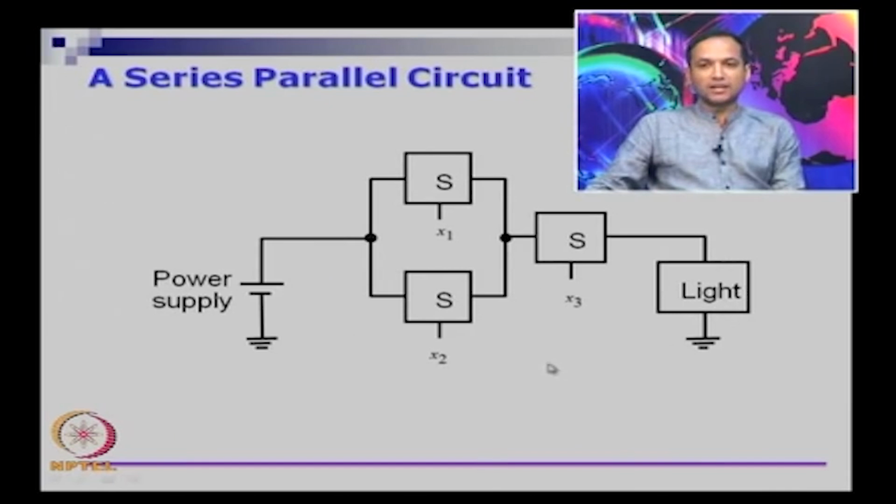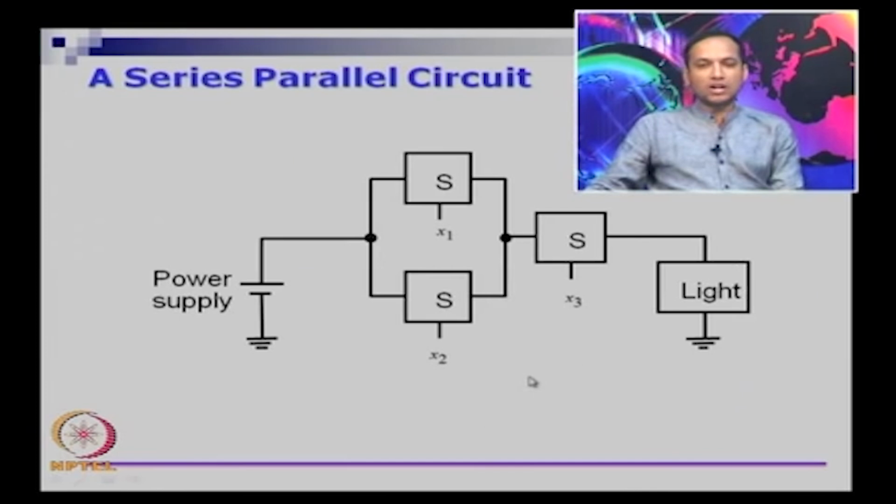So just take a while and think about what will make this light glow. For this light to glow, X3 must definitely be turned on, because if S3 is off, then whatever the state of these two switches are, the light will not glow. So, we want X3 to be on, and these two are in parallel, which means at least one of them must be on for the light to glow.